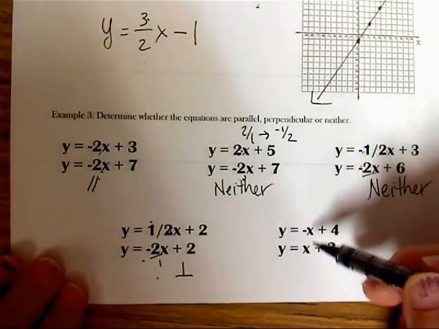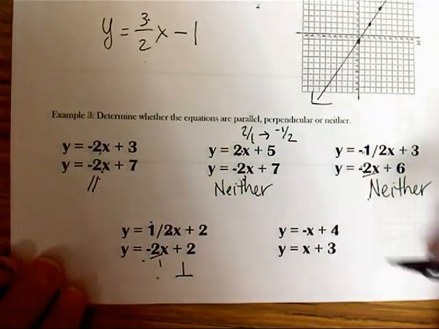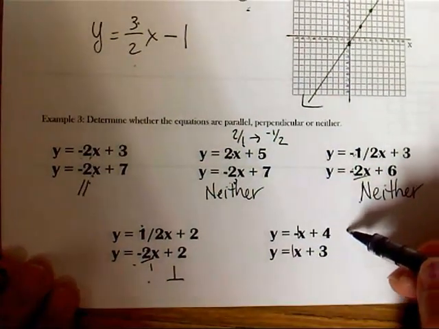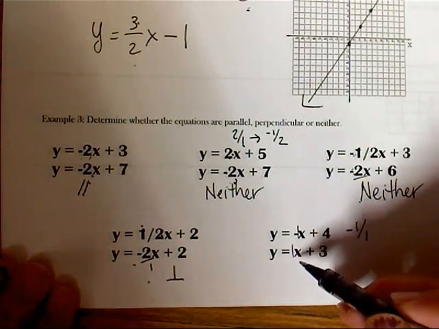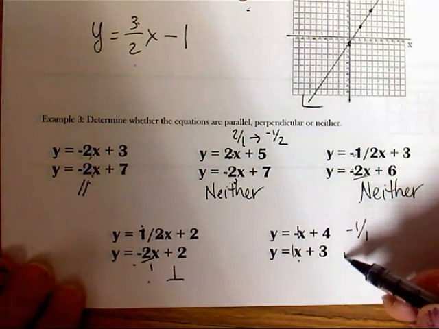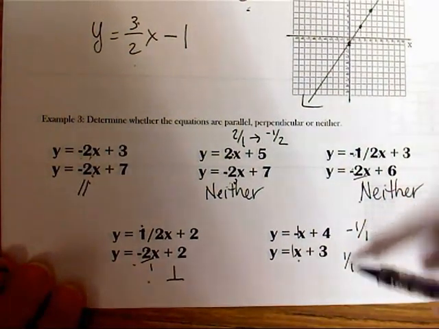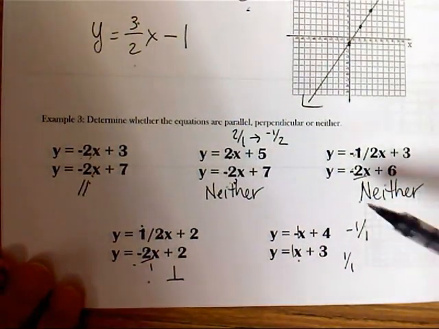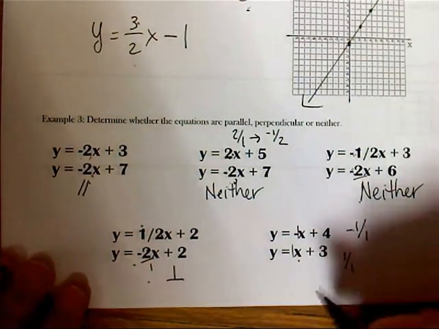And the last one. No numbers in front of the x means we've got the understood 1 and the understood 1. This one has a slope of negative 1 over 1. This one has a slope of positive 1 over 1. You can see if you flipped it, it would still be the same. So they are reciprocals. One is negative and one is positive.